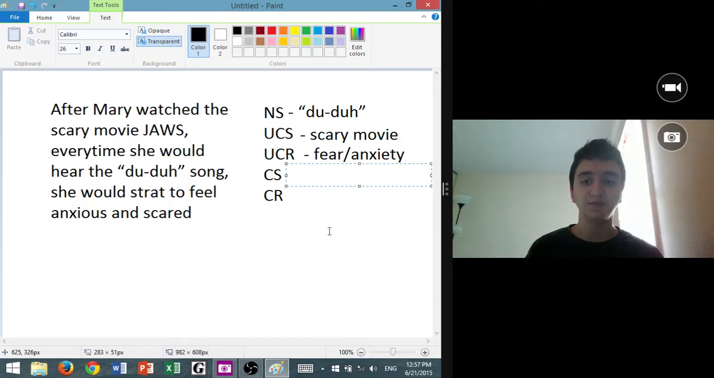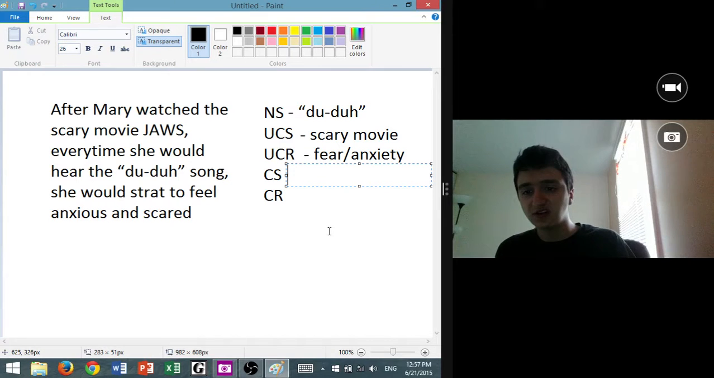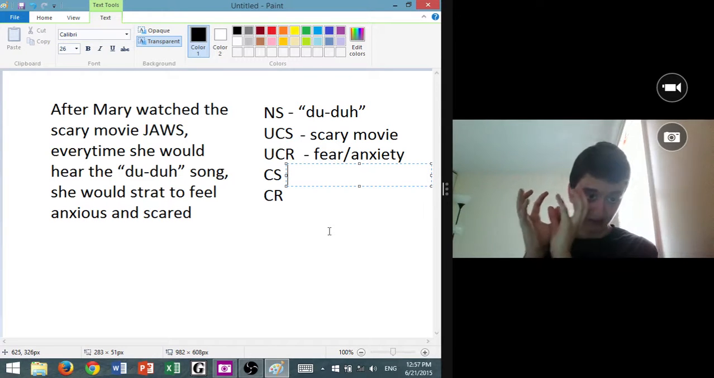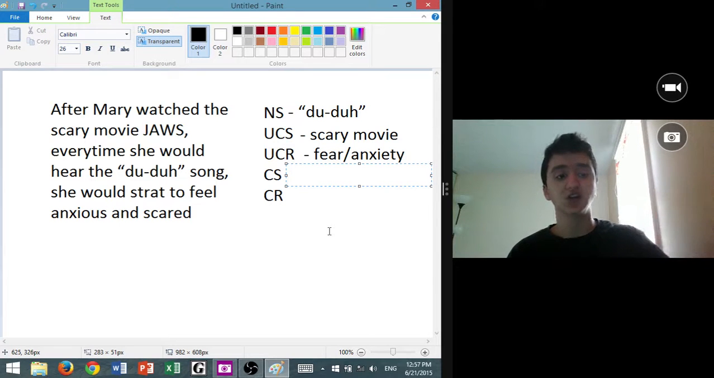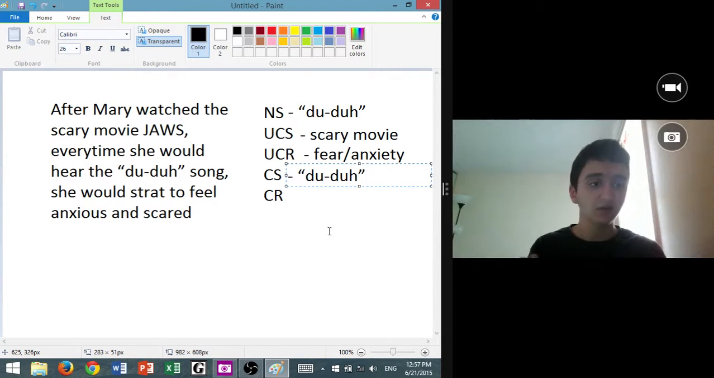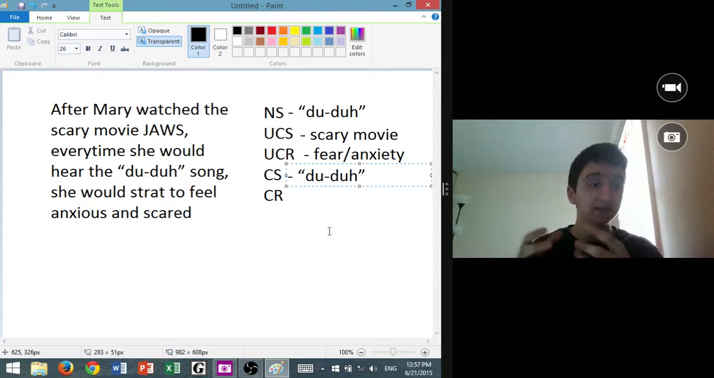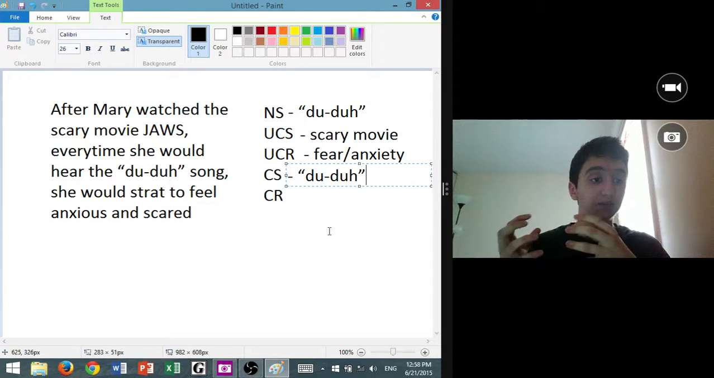Now the conditioned stimulus. The conditioned stimulus is basically when you read the sentence, every time she would hear the Jaws song, she would start to feel anxious and scared. Anytime you want to distinguish the conditioned stimulus and the conditioned response, always think what's the neutral stimulus and what's the unconditioned response, because the conditioned stimulus in this case is the Jaws song. Like in the Pavlov dog experiment, when the dog heard the sound of the tuning fork, he would start to salivate because he associated the tuning fork with food. And that's the case here. You start to associate the Jaws song with something bad is going to happen.